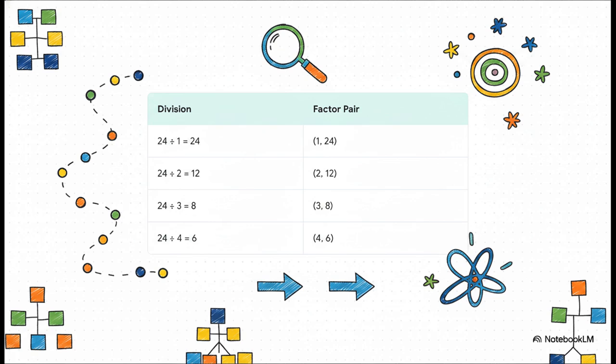As you'll see here, this brilliantly illustrates exactly what I mean. Let's hunt down the factors of 24, systematically. We start at 1. 24 divided by 1 is 24, so our first pair is 1 and 24. Then, 24 divided by 2 is 12, giving us 2 and 12. We keep going, 3 and 8, 4 and 6.